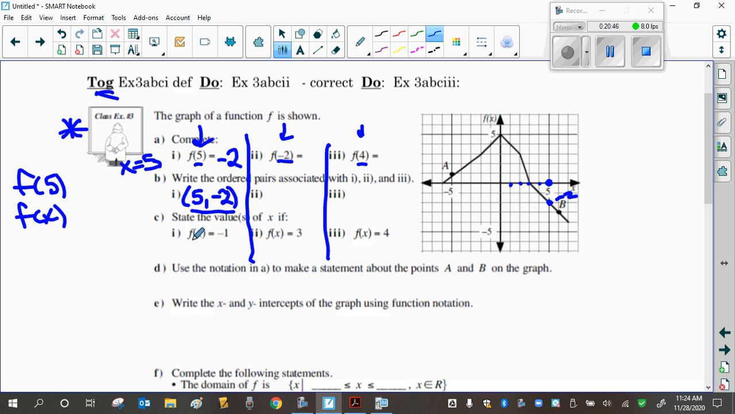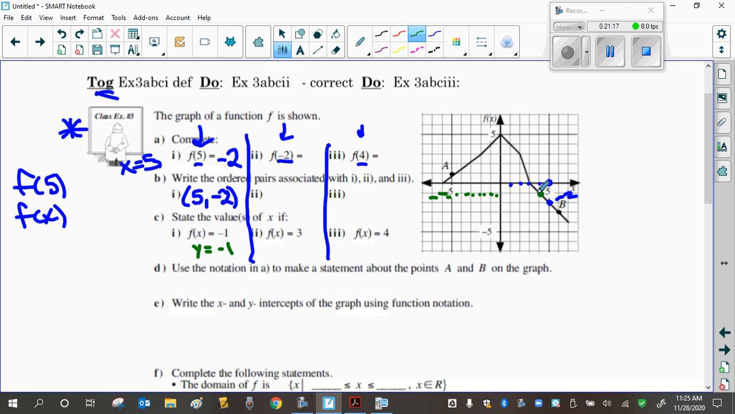Okay, what about this one? F of x equals -1. Well, remember, f of x means y equals -1. So now you go to 1 down and see where the graph hits 1 down. In fact, let me use a different color for this. So y equals -1. That's 1 down. This is where y equals -1.